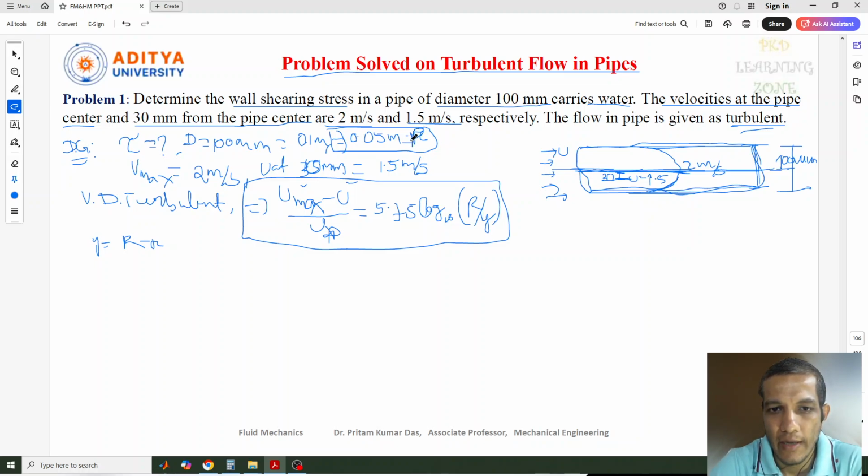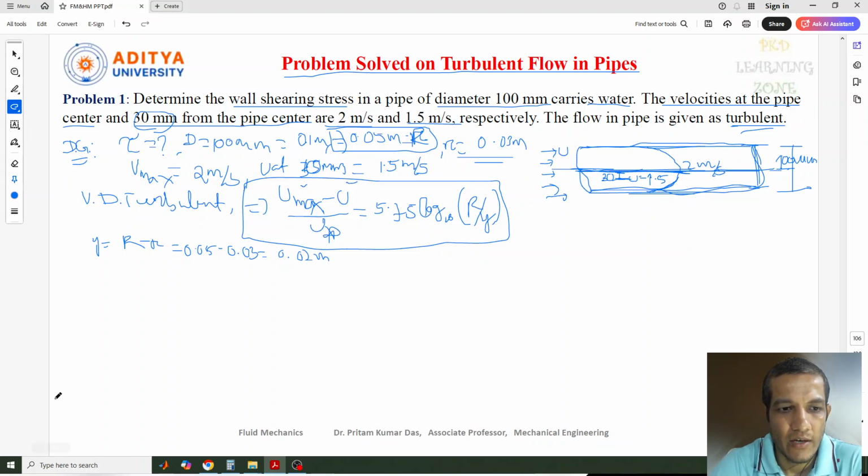This one you can give capital R, and the small r is 0.03. The 30 mm we write in terms of the small r. So y is the height from here, which is capital R minus small r. That means 0.05 minus 0.03, so we get the value 0.02 meter. This is the value of y.